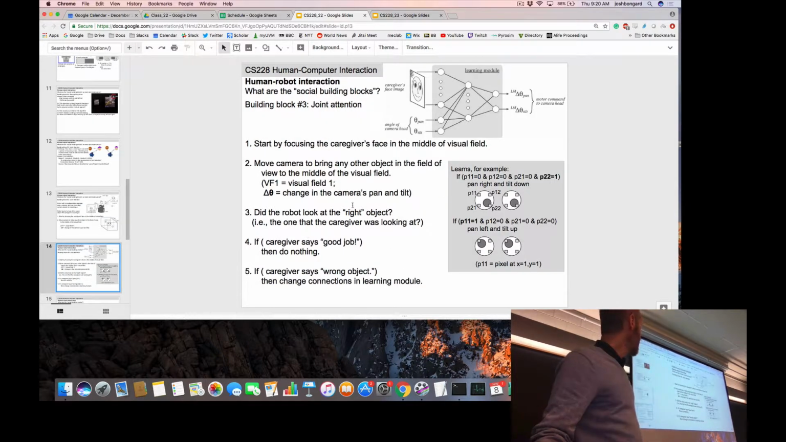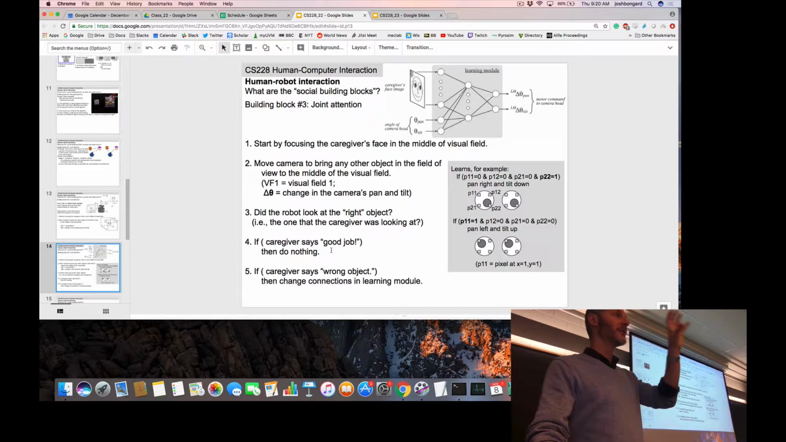When it does, the caregiver is going to give positive reinforcement or negative reinforcement. The robot looked at the caregiver's face, then looked at another object, and the caregiver is going to say, good job, you looked at the object that I was looking at, or wrong object, you didn't. So the robot is getting back a single number, +1 or -1, doesn't really matter for our purposes, but it's getting back a numerical signal about whether it did the right thing or not.